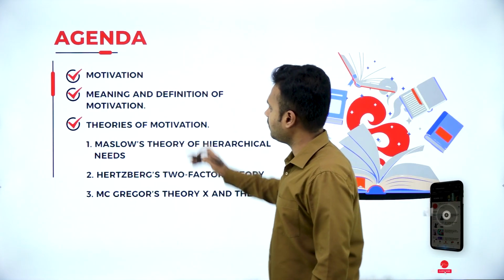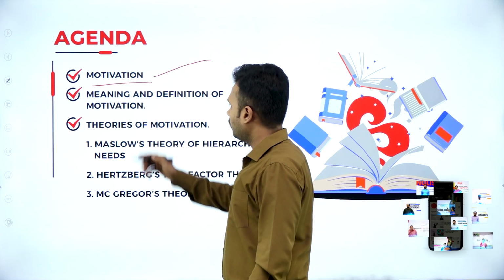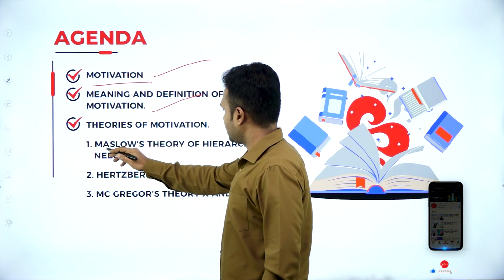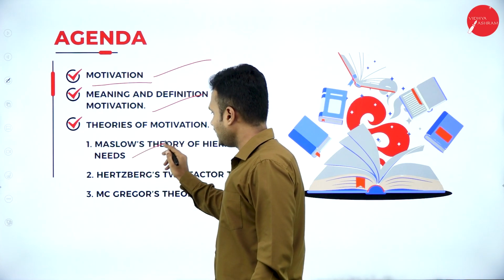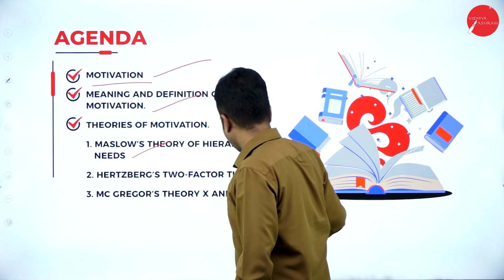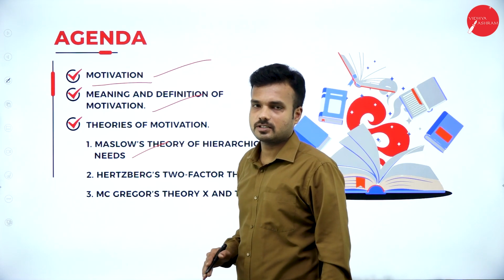We are going with the concept of motivation. So under the concept of motivation, we are going with the meaning and definition of motivation, theories of motivation, that is Maslow's hierarchy of needs theory, Herzberg's two-factor theory of motivation, and McGregor's Theory X and Theory Y. These are the various aspects that we are going through in today's session.